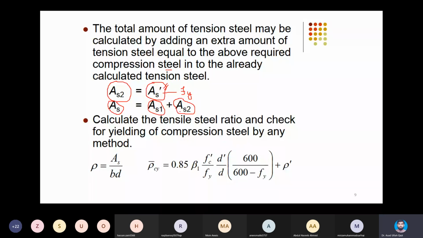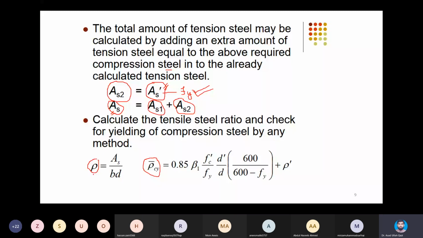Now the stage comes to check whether our assumption of compression steel yield is right or wrong. So I will now call the rho Cy equation, and I will calculate the rho Cy, and I will compare it with the calculated rho, because now I have As, and As over Bd will give me rho. I will compare this rho with rho Cy.